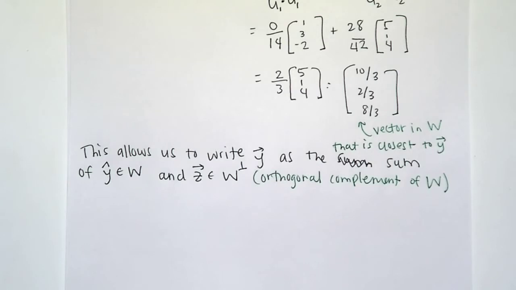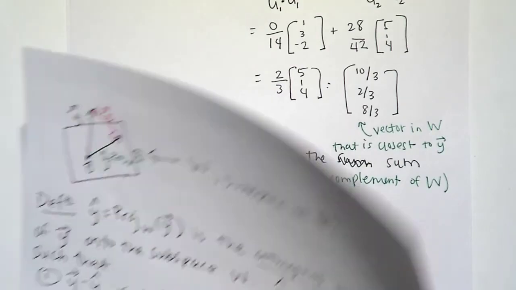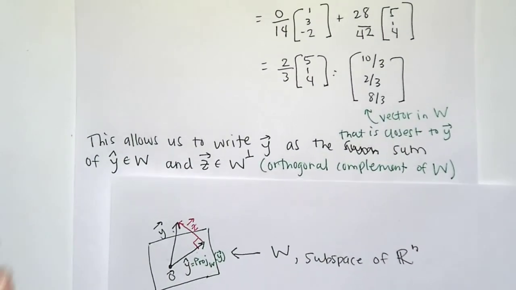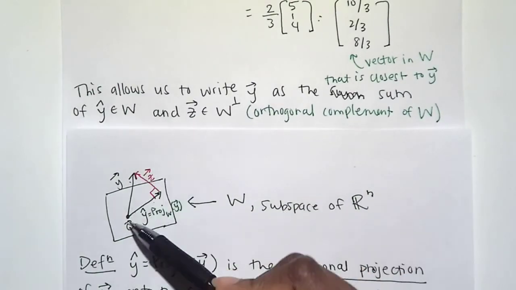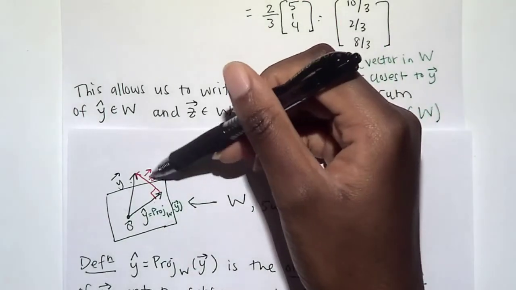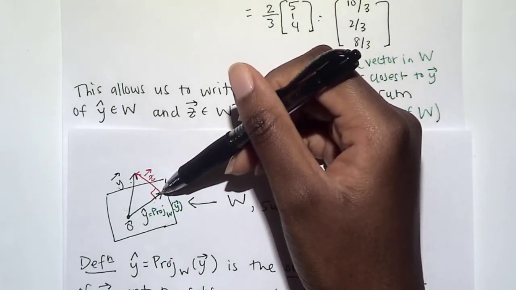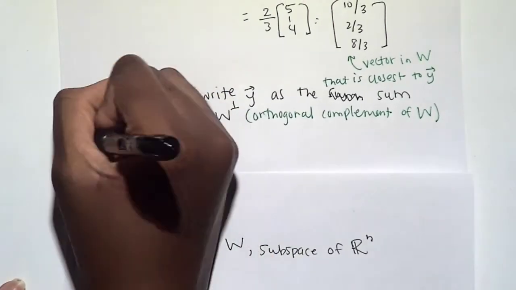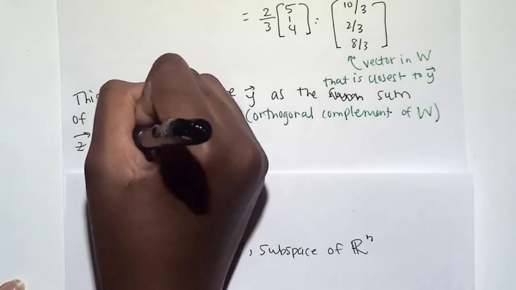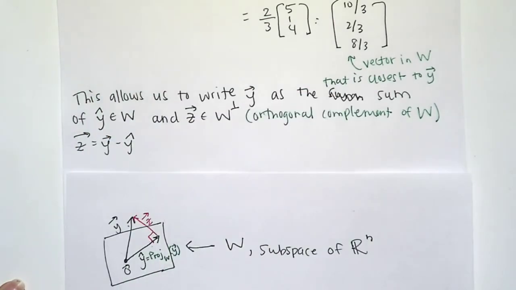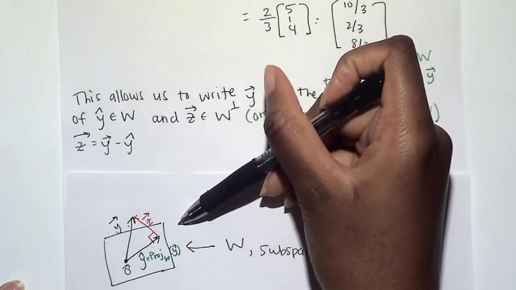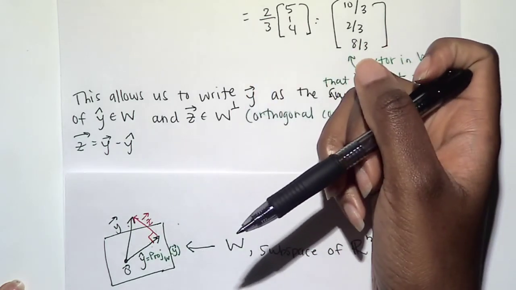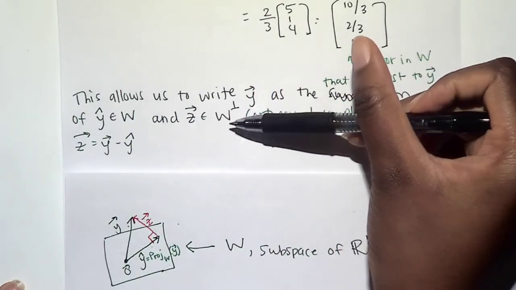All right, so what do we mean by this? What is Z? Why is it in the orthogonal complement? Well, if we go back to our original picture, if we look at the vector Y minus Y hat, that's going to give us our vector Z. So let me write that down. Z is going to be Y minus Y hat. And Z, as you can see, is not in the subspace W. However, it's orthogonal to W. That's why it's in the orthogonal complement of W.